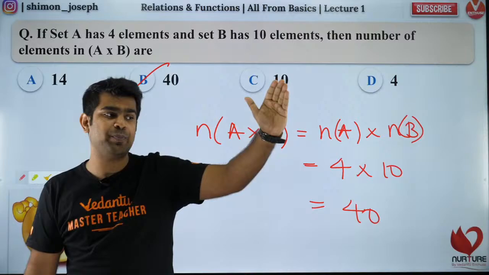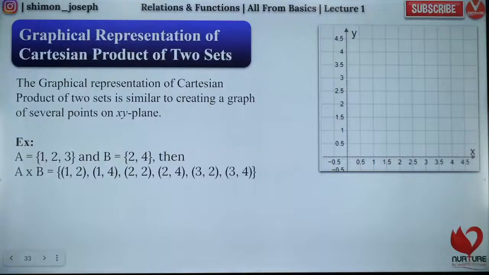Keep going. Fantastic. Now, before we conclude today's session, I want to show you how to plot cross product or Cartesian product on the Cartesian plane. Okay. So you have A as 1, 2, 3. And B is 2, 4. So A cross B will be this. So how do you plot A cross B?